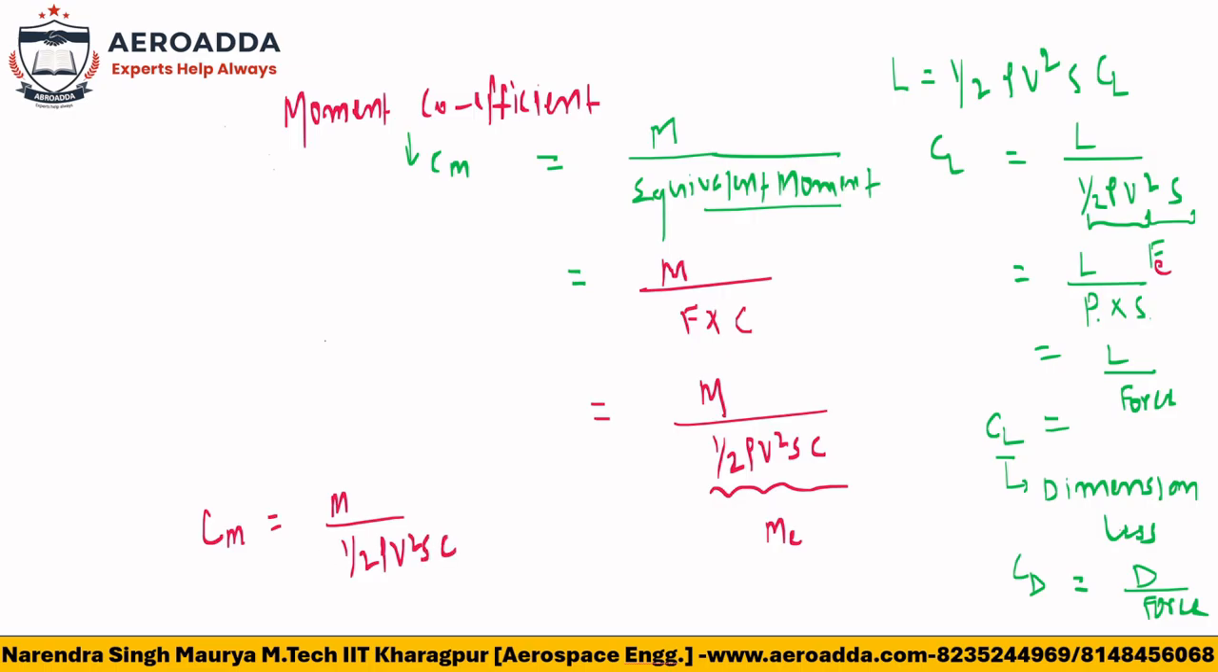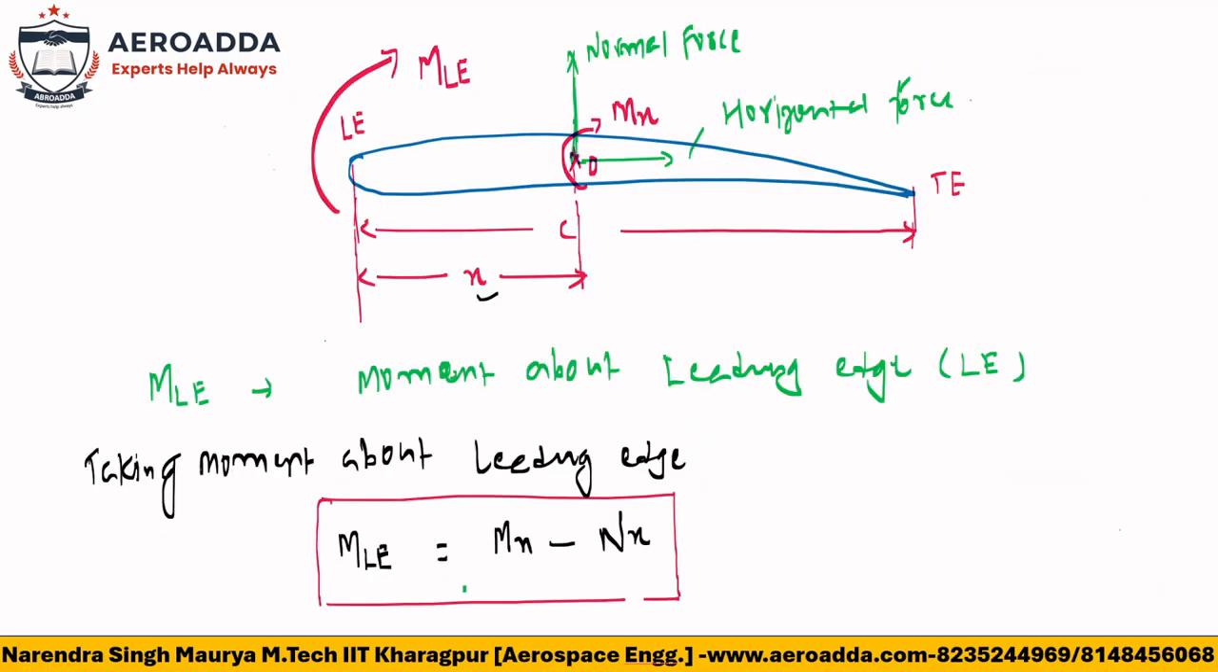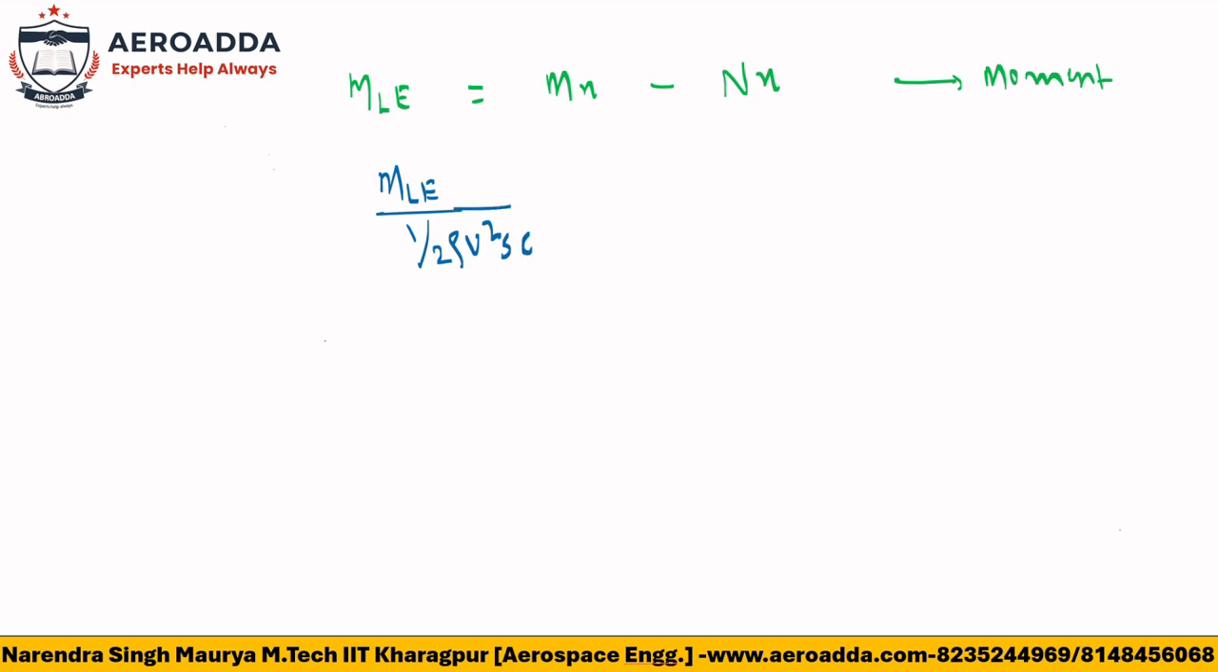Now I want the previous equation, check it. The previous equation we have is MLE equals mx minus nx. So what will you write here? You will write MLE is equal to the clockwise moment at distance x minus the perpendicular force n into x. This is the moment. Now I just want to write the moment coefficient. So I will say MLE divided by the equivalent moment, which is half rho V square S into C.